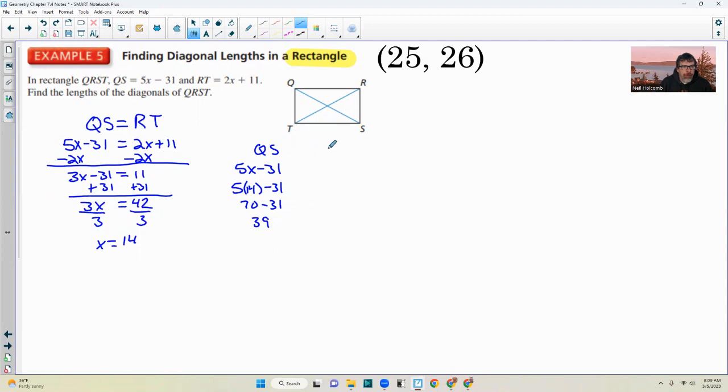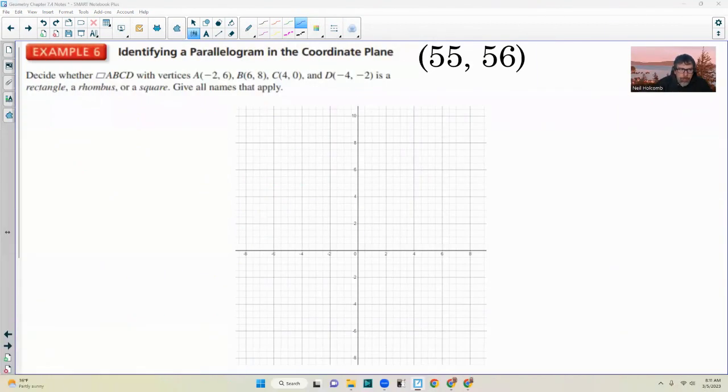And then I'm going to do the same for RT. RT was 2x plus 11. Substitute in the x I found. 2 times 14 is 28, plus 11. 8 plus 1 is 9. 2 plus 1 is 3. They're equal. 39 equals 39. It is a rectangle because the diagonals are congruent. So now you should be able to do problem numbers 25 and 26 in the exercises.